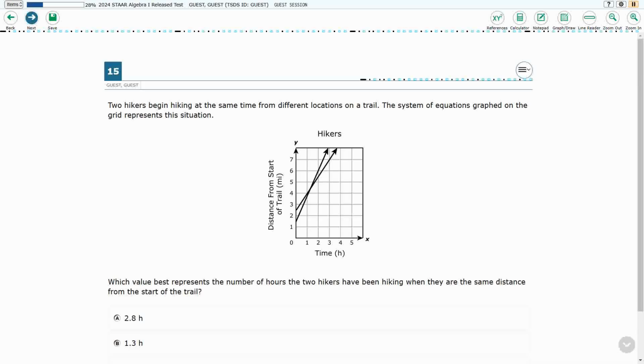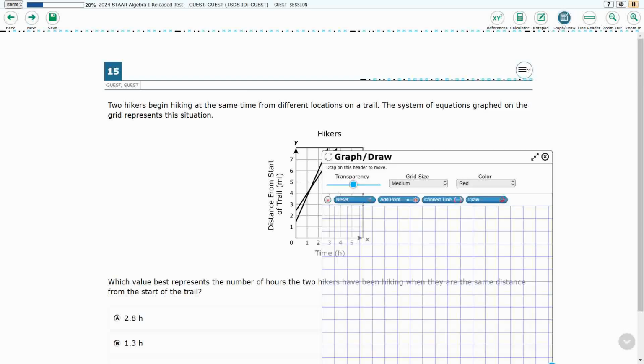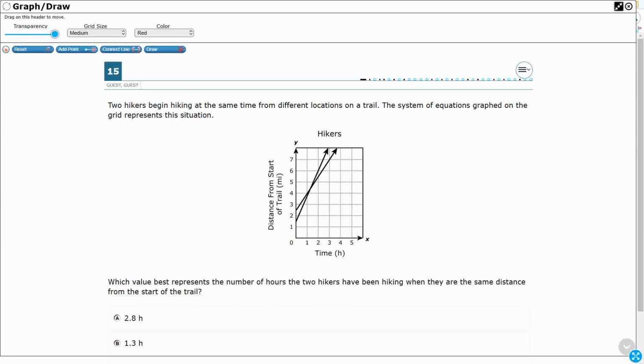Next, we are looking at real-world systems of equations. This is standard A.3G, and we've got a problem situation about hikers, and they're hiking beginning at the same time, different locations. So the time, right? My time is my x-axis. They're both starting at 0, but you notice they're starting at different starting locations.